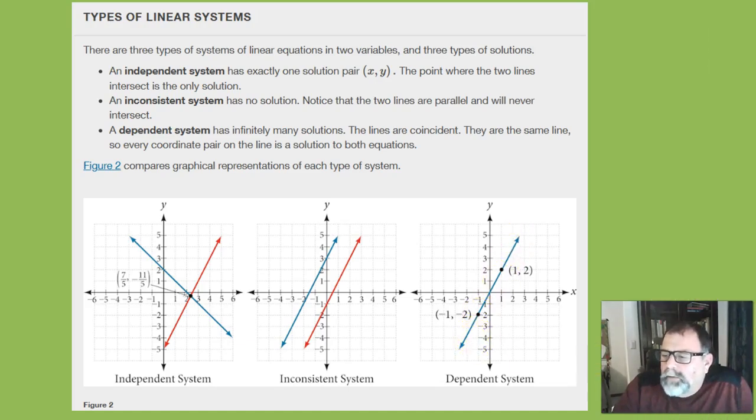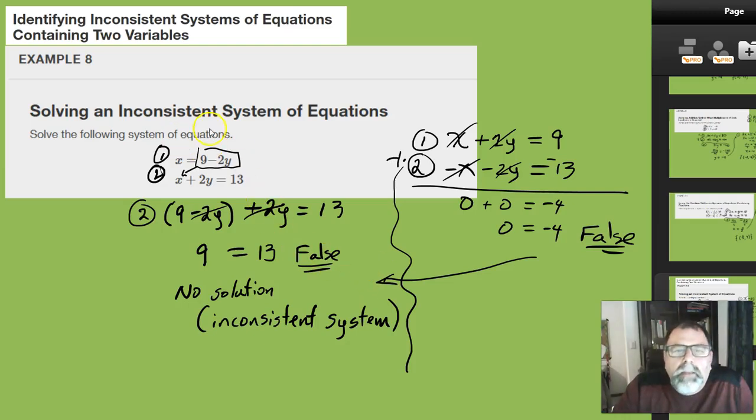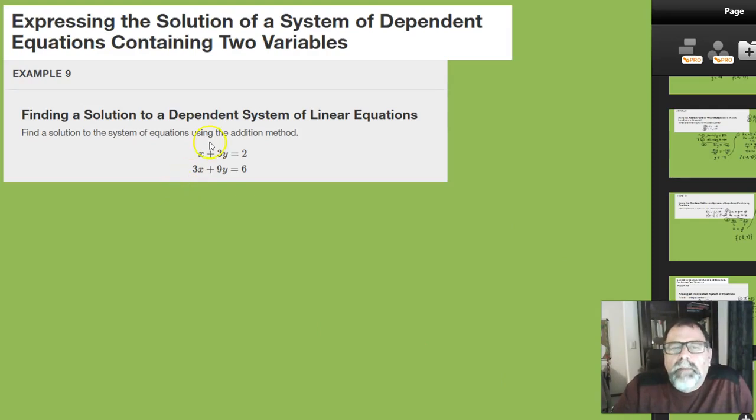So how does it look when you're doing it algebraically? If you remember, when we did the inconsistent system, all the variables canceled out and you got a false statement. For this one, all the variables will cancel out and you'll get a true statement. It'll be like 9 equals 9 or 0 equals 0. If you get that situation, that means it's a dependent system and you have an infinite number of solutions.